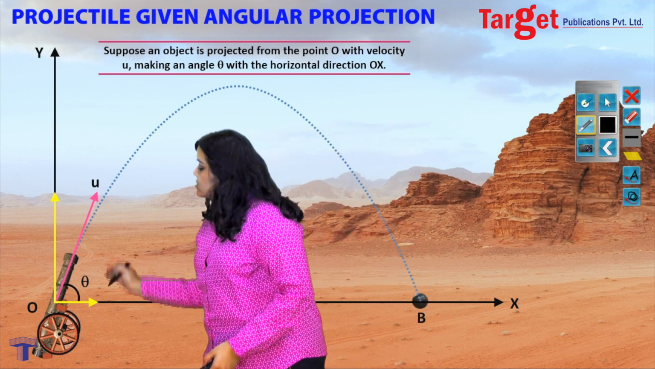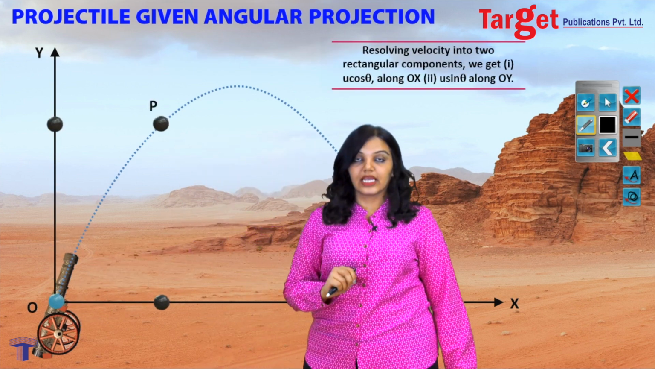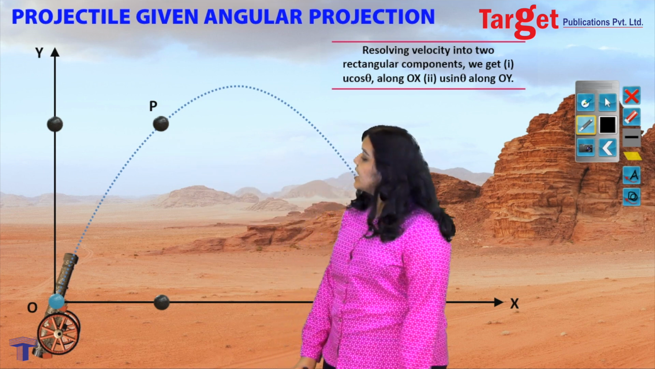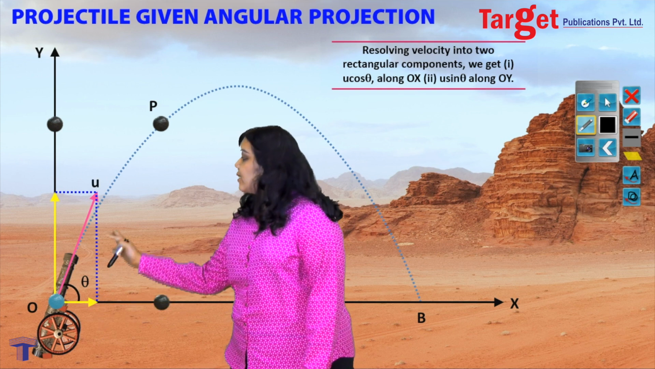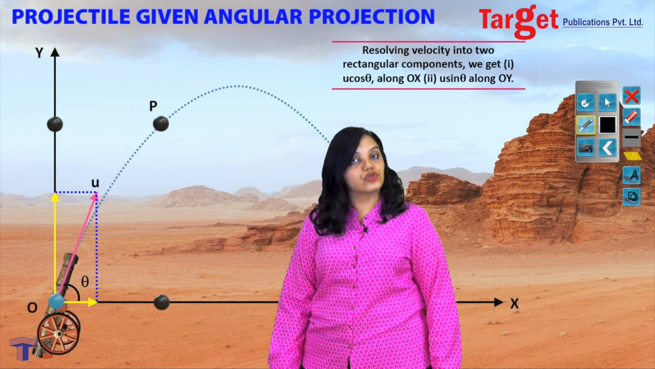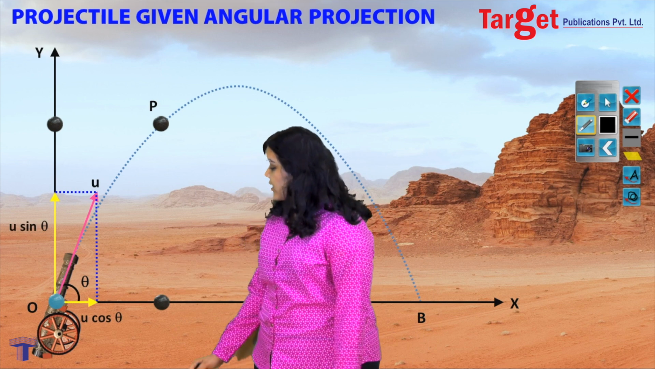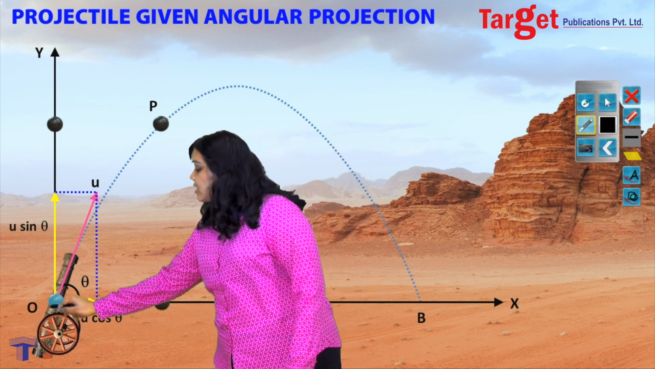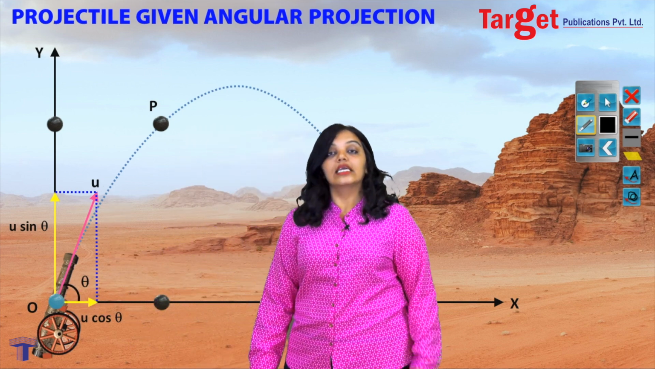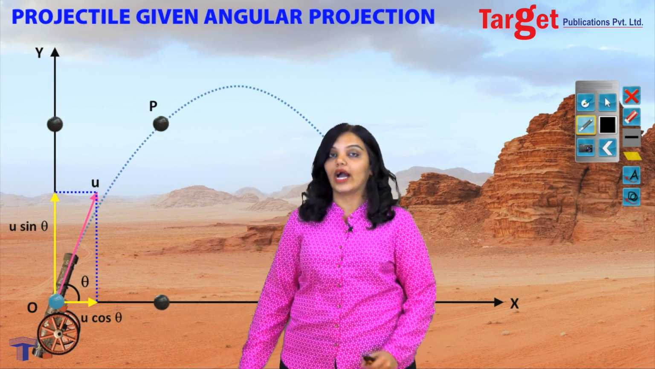Now I want to study this motion, so I say that at some point in time, let the object be at some point P. I will say that this object initially had some velocity u. This initial velocity u I will resolve into two components, that is u cos theta and u sin theta. So here I can see that the x component is u cos theta and the y component is u sin theta. Keep in mind these are the initial values of the velocities along the x and the y direction.